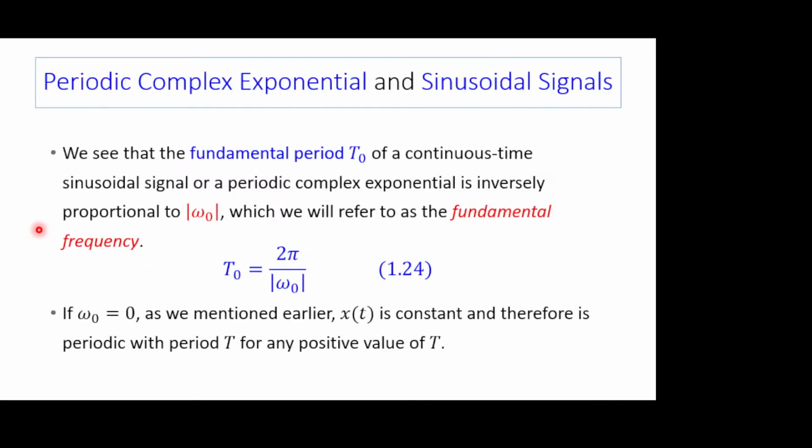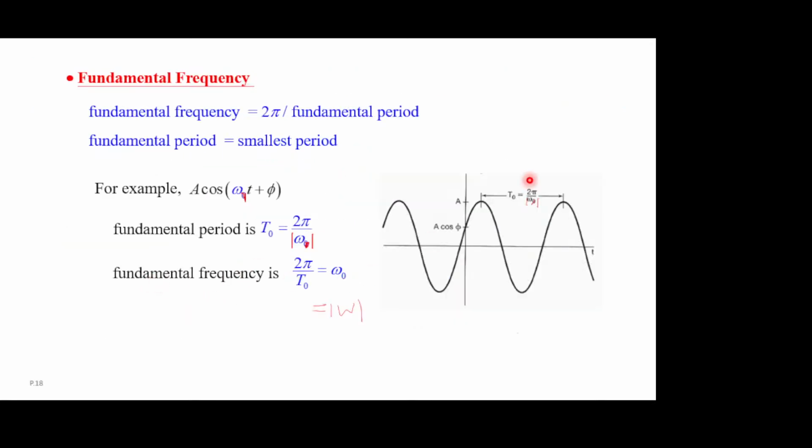And back to our sinusoidal and the complex exponential, we find out that this omega naught is very related to both our fundamental period and fundamental frequency. So I guess I should change this back to be consistent with everything. So let's call the fundamental frequency omega, and the fundamental frequency will be the absolute value of omega naught.